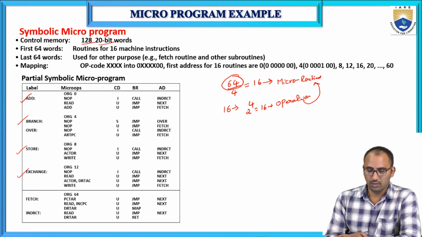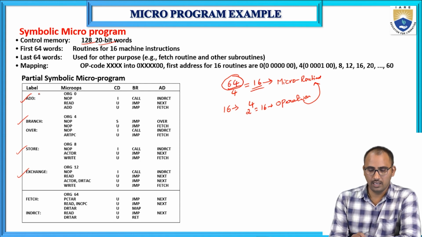Okay. So this is one. So the first one is an add. These are the 4 micro operations, the 4 micro routines. Similarly, in total we can write 16. We can store 16 micro routines in the memory.